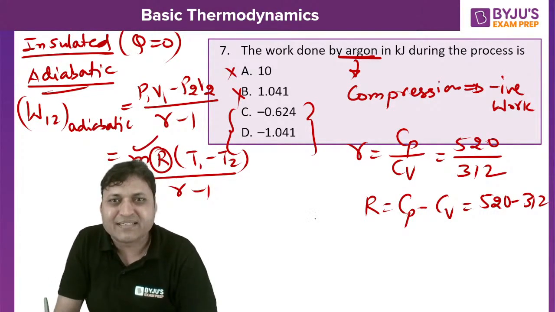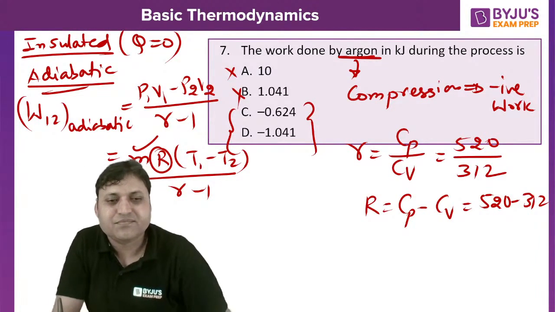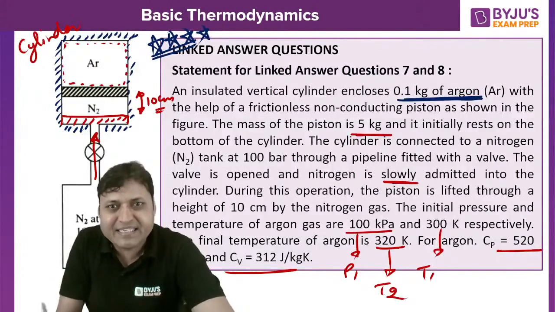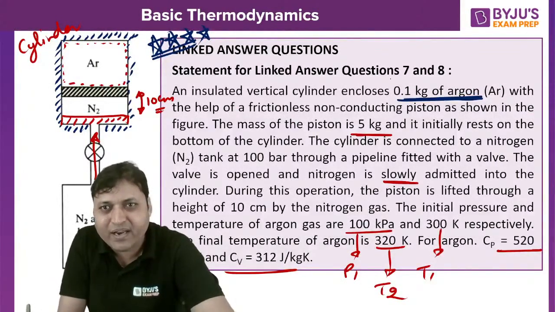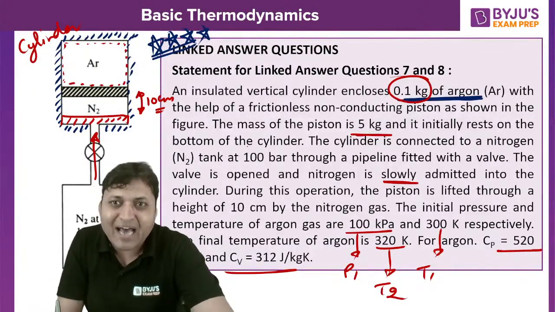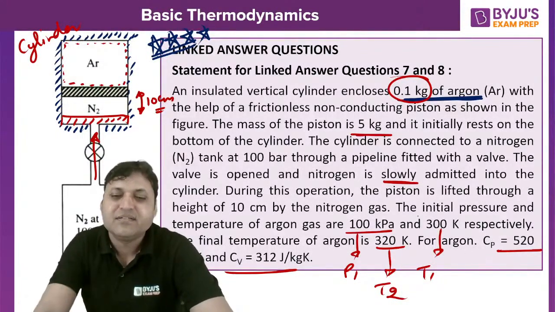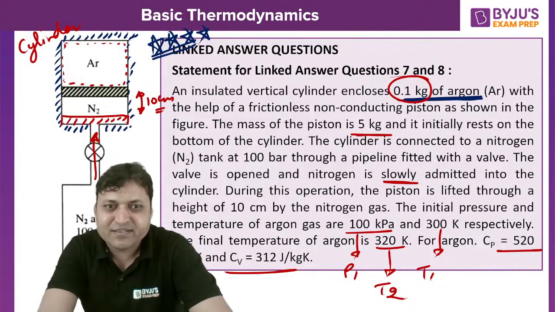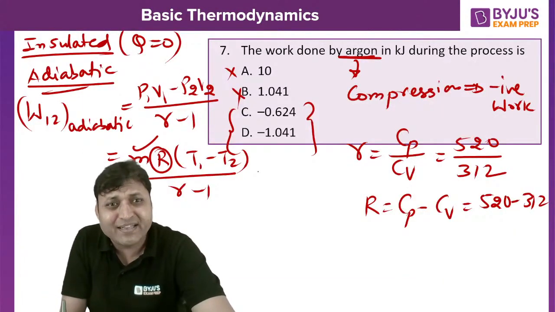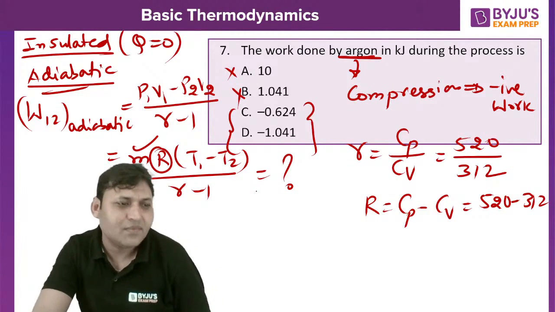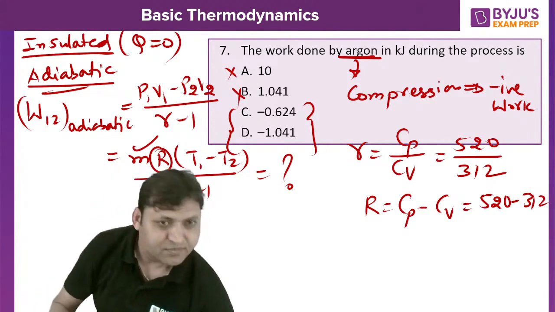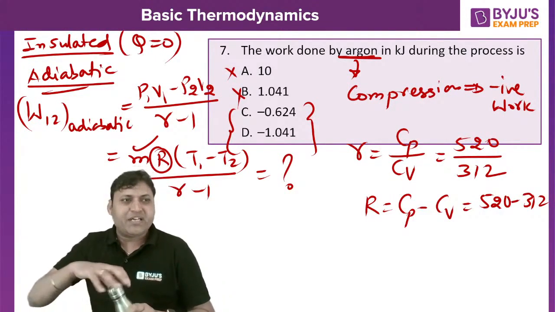So we know the mass of argon. Can you solve it? Mass of argon is given as 0.1. R is Cp minus Cv. T1 and T2 we are already given. Put the values, you will get the answer. What is the answer to this question? Solve the question and let me know the answer.